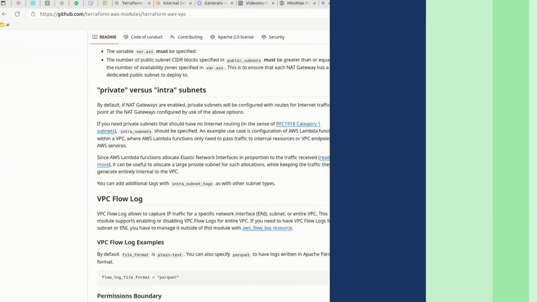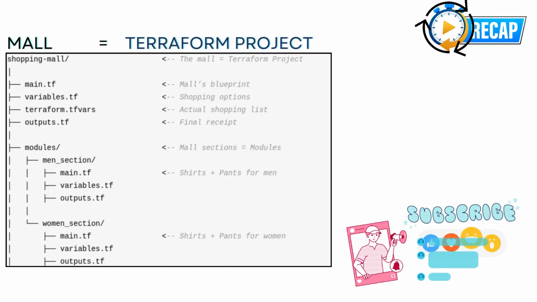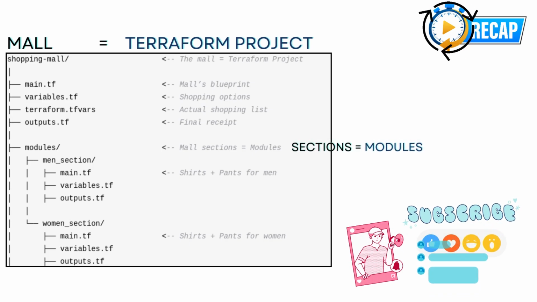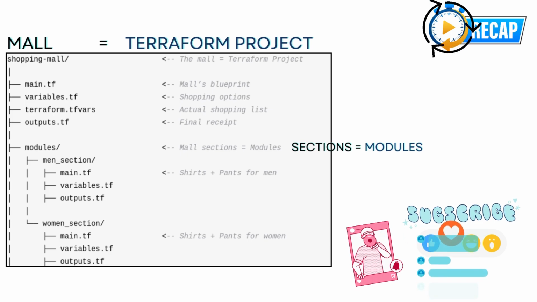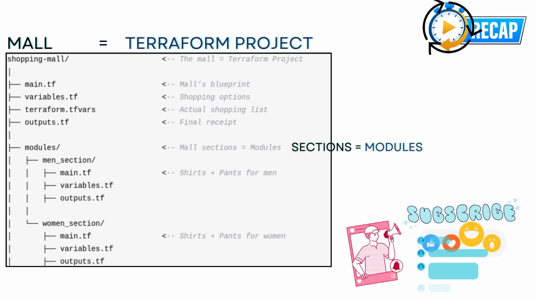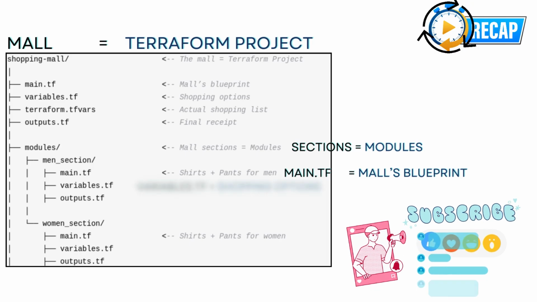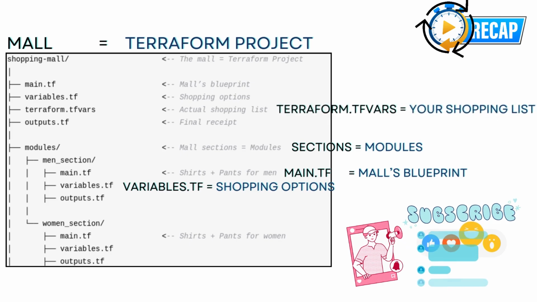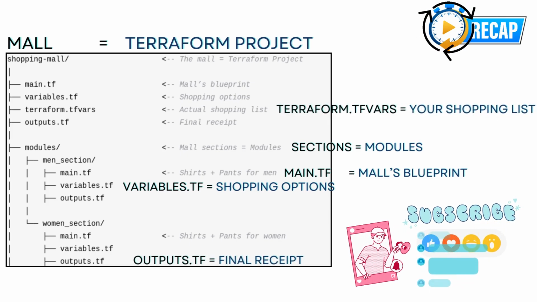So let's quickly recap our example. The mall, which we assumed as a Terraform project, and the sections like men's section and women's section are nothing but modules. And inside the modules there are multiple files like main.tf as our mall's blueprint, variable.tf as our shopping options, terraform.tfvars as our shopping list, and finally outputs.tf is our final receipt.